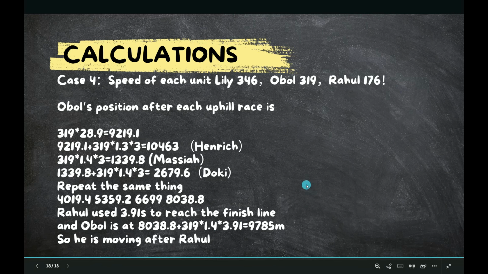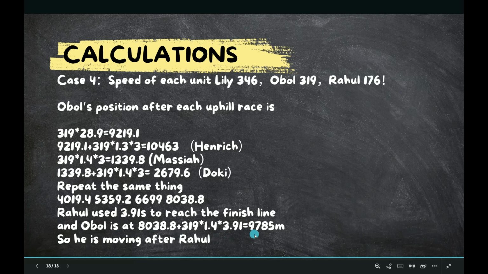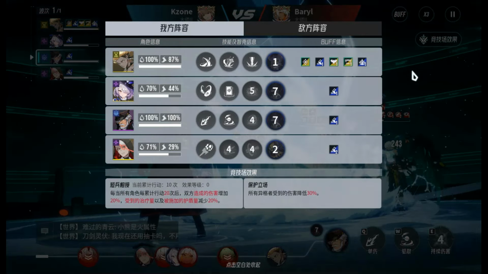And in this case, where's Obo? Obo is at 8,038 meter, when Rahul is at 9,300 meter. So why is he not able to pass Rahul? It is because Rahul used 3.91 seconds to reach the finish line, and during that time, Obo is only at 9,785 meter, which is not at the finish line. So he is moving after Rahul.